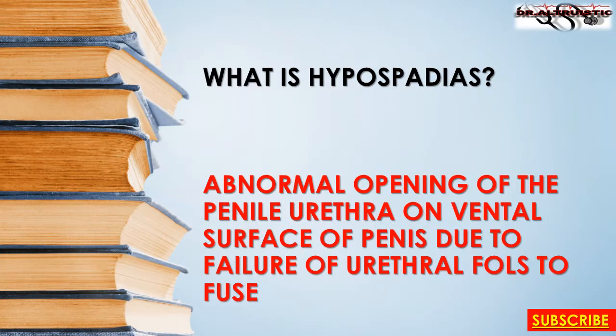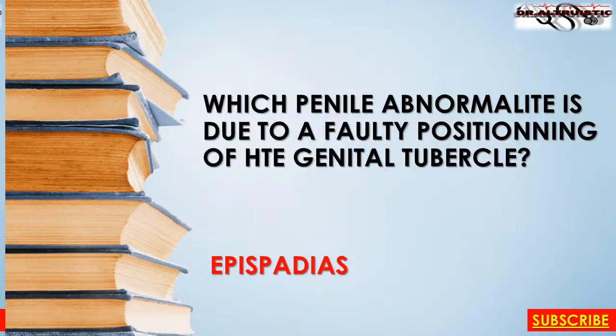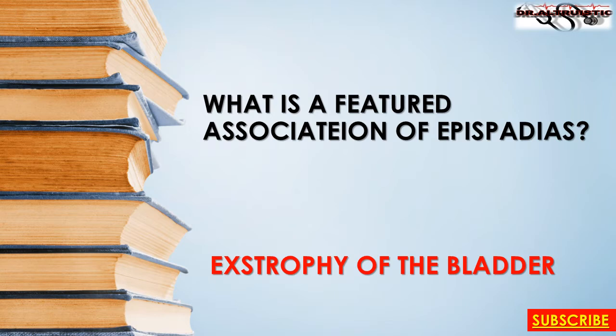What is hypospadias? Abnormal opening of the penile urethra on the ventral surface of the penis due to failure of urethral folds to fuse. Which penile abnormality is due to a faulty positioning of the genital tubercle? Epispadias. What is a featured association of epispadias? Exstrophy of the bladder.